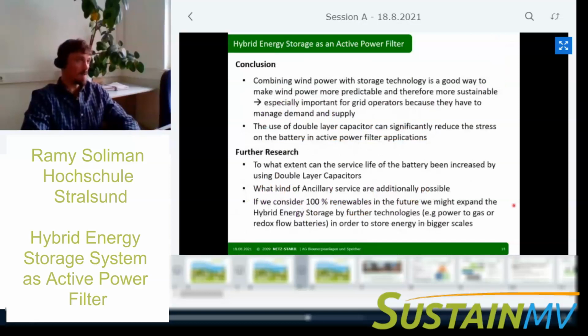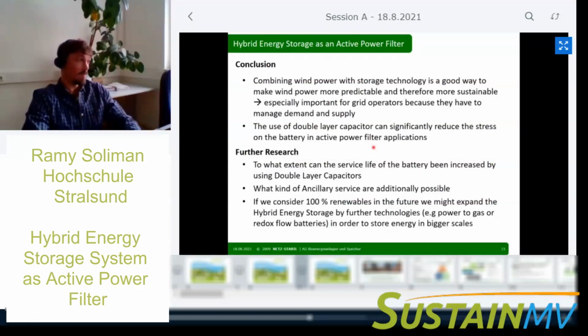Last but not least, conclusion and further research. Combining wind power with storage technology is a good way to make wind power more predictable and therefore more sustainable. This is especially important for grid operators because they have to manage demand and supply in the whole grid. The use of double-layer capacitors can significantly reduce the stress on the battery in an active power filter application like this.